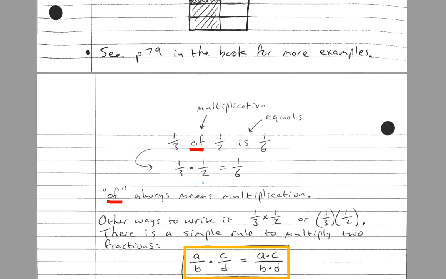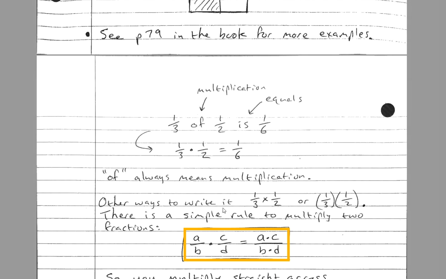And instead of drawing rectangles, there's an easier way to get the answer. We really are multiplying. So if you multiply the tops together, 1 times 1 is 1, and multiply the bottoms together, 3 times 2 is 6. We're using a dot here for multiplication. You could use an X or use parentheses like this.